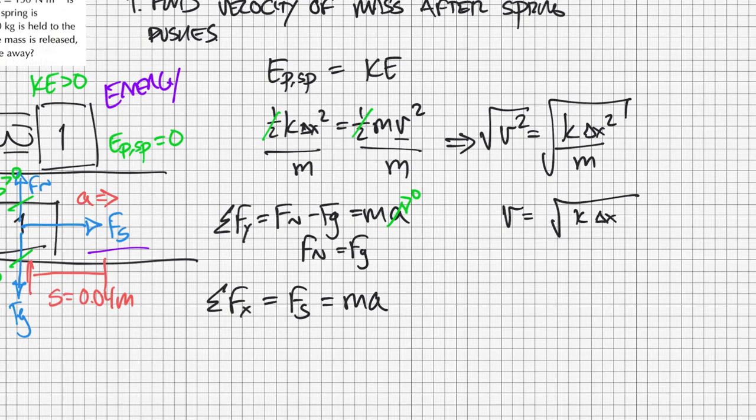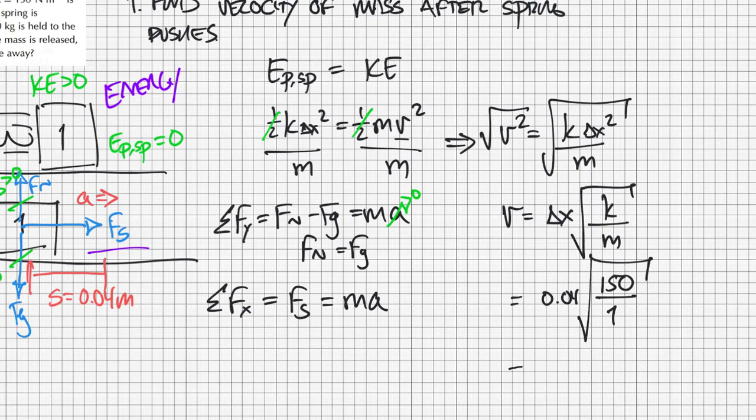Oh, actually, you know what we can do? We can pull one of this delta x squared out. So let's redo that. And so this would be delta x, and then the square root of k over m. Plug in our values then: 0.04 times the square root of 150 divided by a mass of 1. And that's going to give me a velocity equal to 0.49 meters per second. Oh, excuse me.